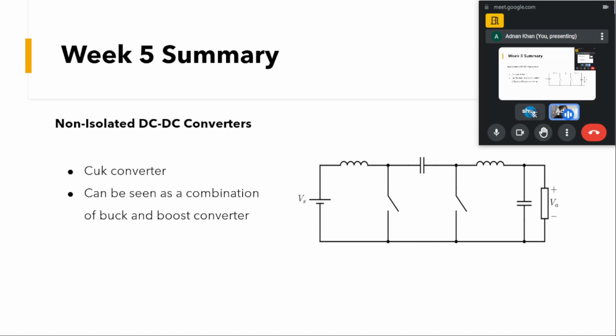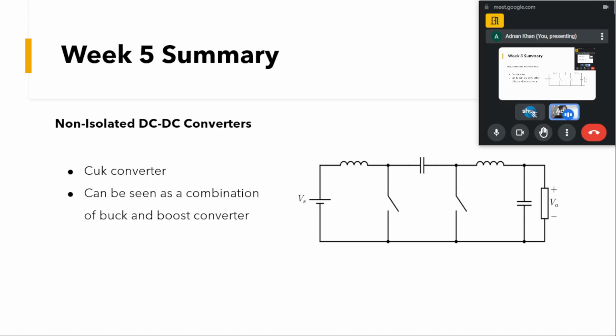And the other topology that was discussed last week was the buck-boost topology. The buck-boost topology has the flexibility to have both buck operation as well as boost operation. If we wanted a voltage less than our input voltage, we were able to achieve that, as well as boost our input voltage to higher levels. These are the converters that were discussed in the previous week.